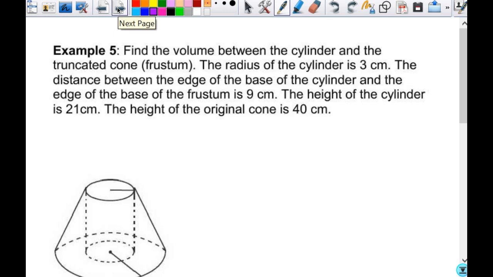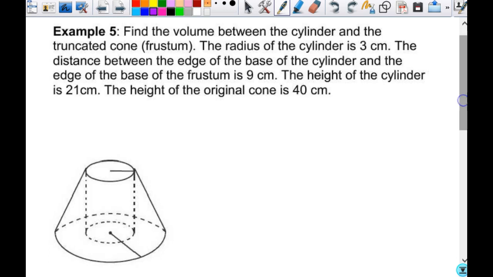All right, so this says find the volume between the cylinder and the truncated cone or frustum. All right, so some new vocabulary there. If I have a plane that comes through and slices through my cone, we talked about cross sections, right? This cross section would be a circle. But what it creates by taking this top off is a truncated cone, meaning basically that the top got chopped off. We'll look at some other truncated figures. Or also what's called a frustum.